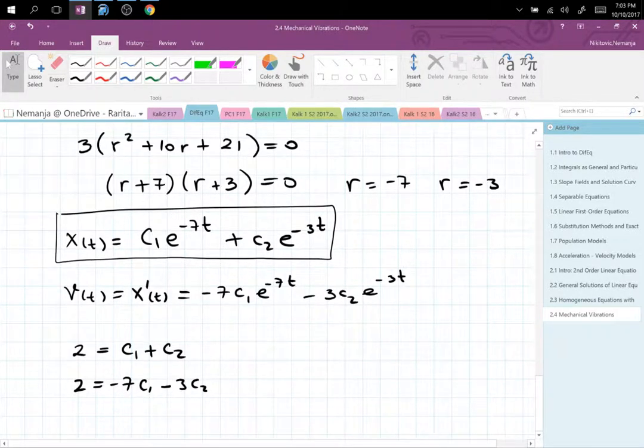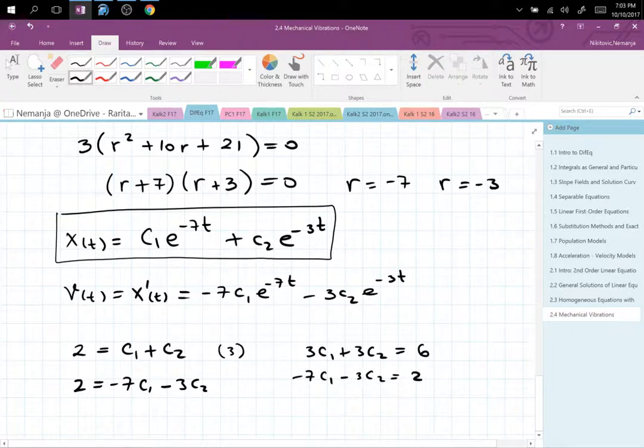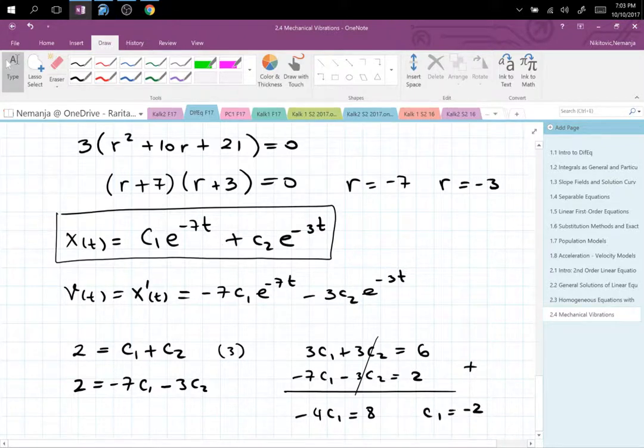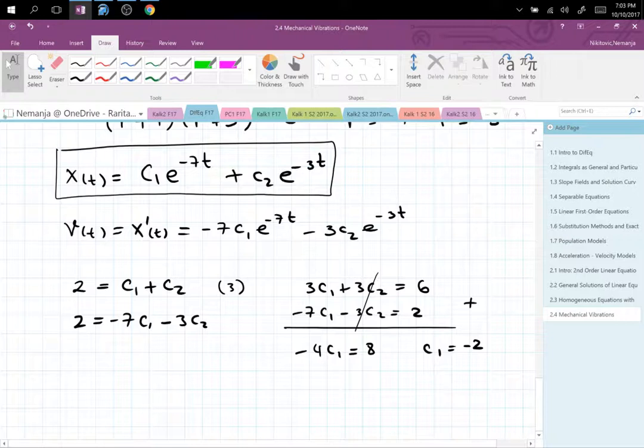Nice. So times 3, we get 3c1 plus 3c2 equals 6. And negative 7c1 minus 3c2 equals 2. Add these equations, this dies. We get negative 4c1 equals 8. c1 equals negative 2. You guys okay over there? And c2 better be 8.